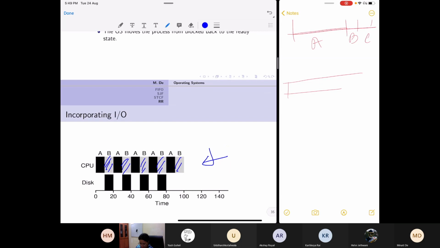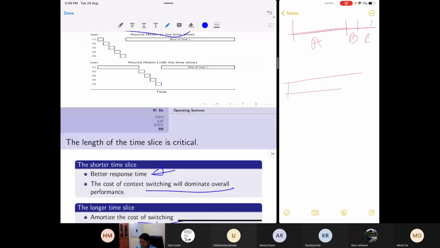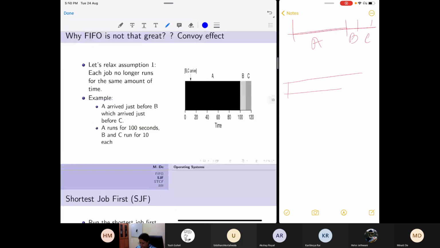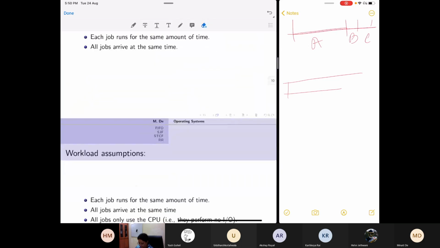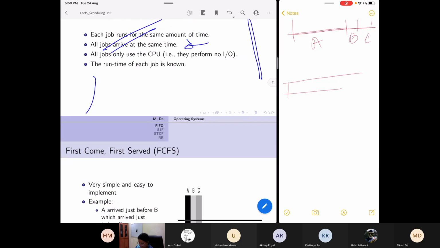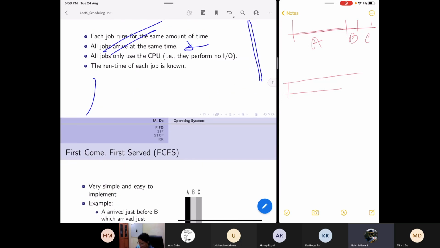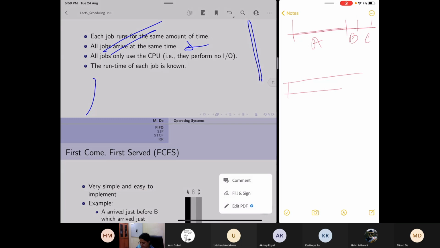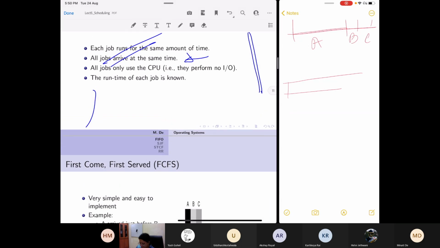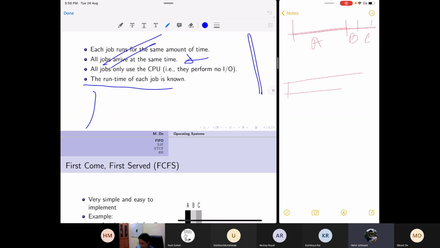Okay, so I hope you have understood all these things. So far, if you go back to the assumptions, we have lifted three assumptions, but the fourth assumption is still there. The runtime of each job, we assume that it is known. It's an unrealistic assumption. So now the question is how you are going to remove this assumption, and if you remove it, what should your algorithm be?